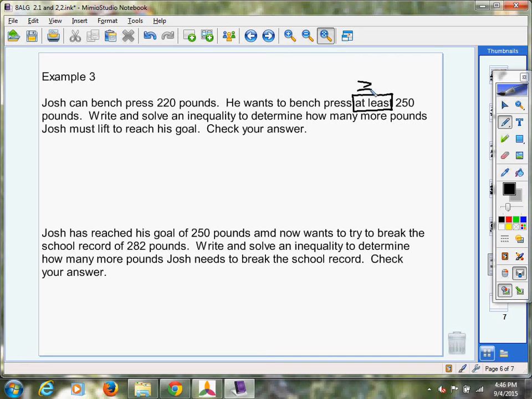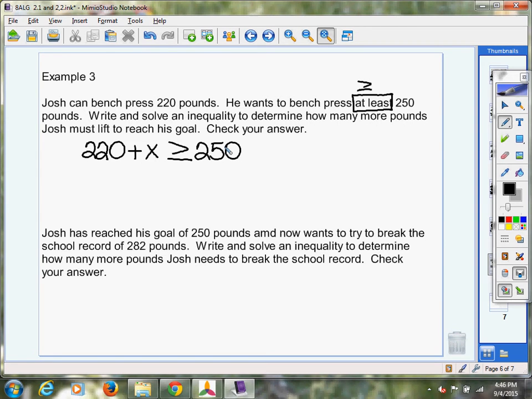So when you write this inequality statement, where is he right now? What can he bench right this second? That's right, 220 pounds. Now our variable is going to be the number of pounds he still needs to bench in order to reach his goal. And then we know he wants to make at least, that's going to be greater than or equal to 250 pounds.